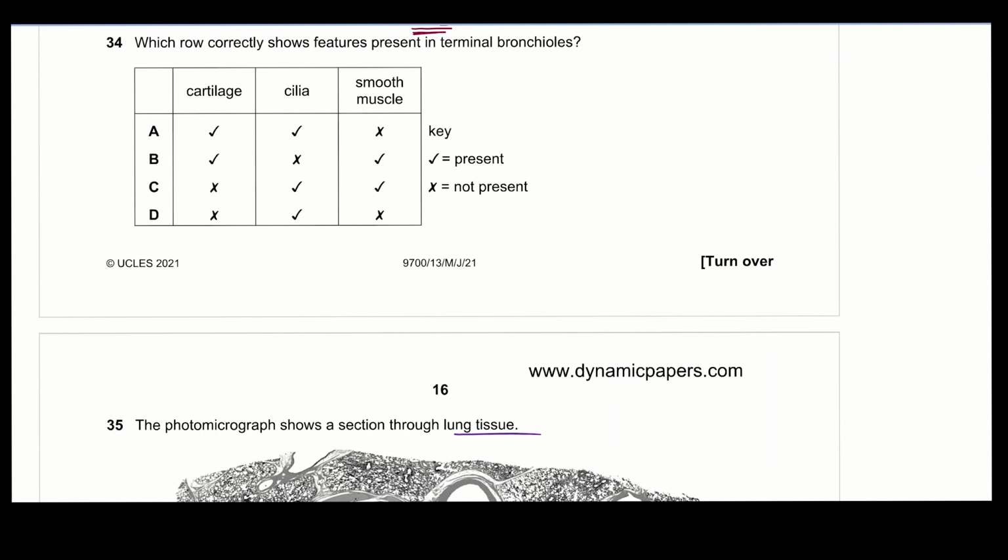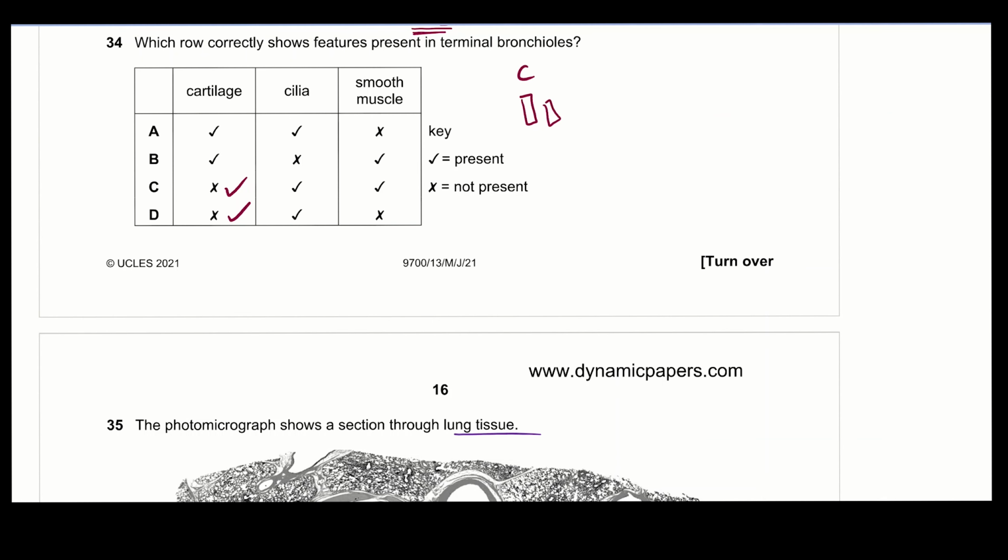For which row correctly shows features present in terminal bronchioles? As we all know, bronchioles do not have cartilage, so this is correct. The trachea has C-shaped cartilage, and bronchi have irregular blocks of cartilage.